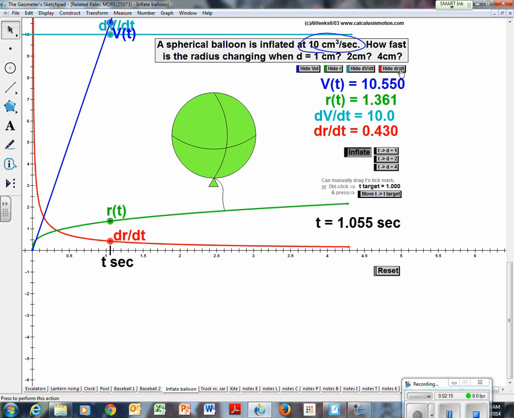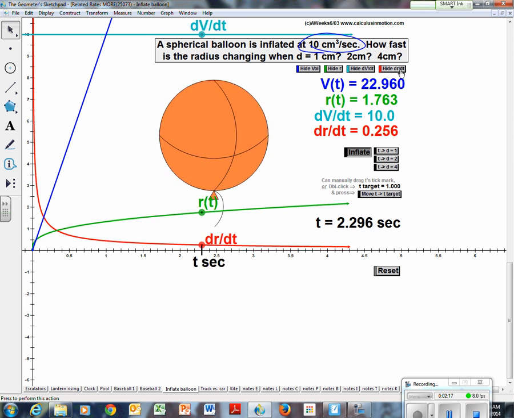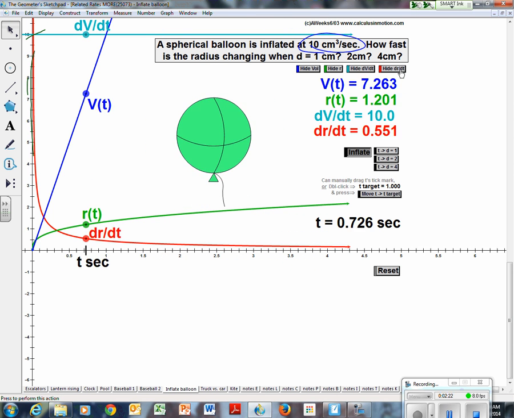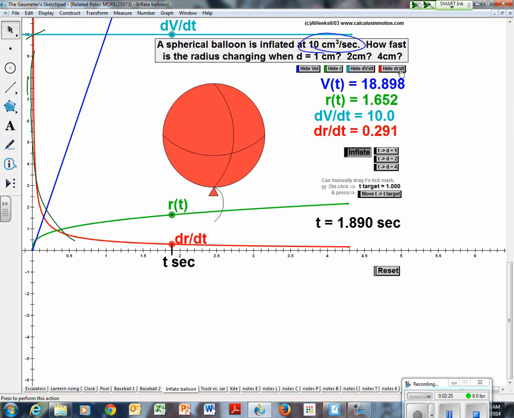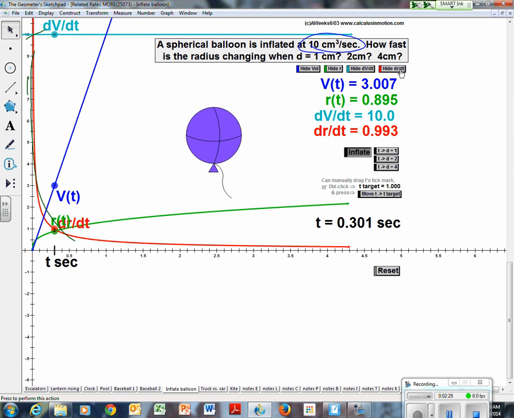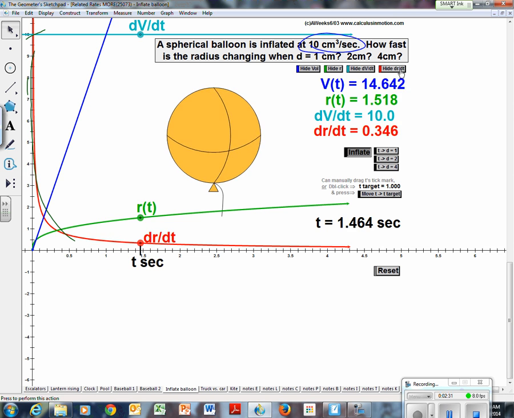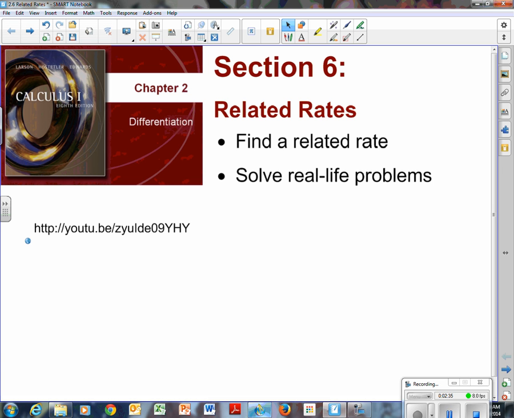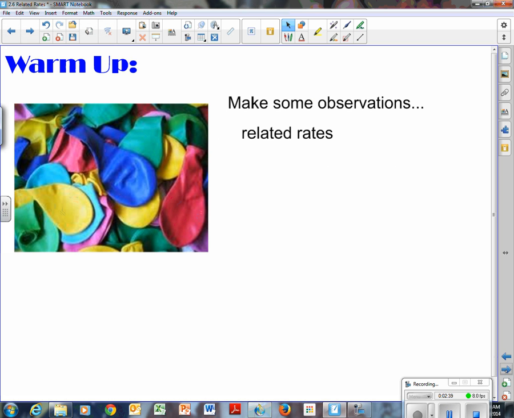Initially, that radius changed a lot. It went from a very high point, and very quickly the rate of change of radius is slowing down, and we come down into this lower y value. So I think that's kind of a cool depiction of what's going on when a balloon gets inflated. And this leads us into the related rates application.